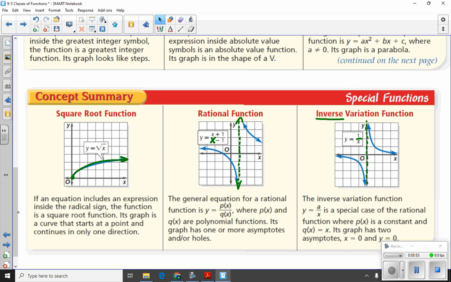So that is 9 different classes of functions. If you need to replay this video or go back and look at it, feel free, jump ahead, jump wherever you need to, but these are some of the classes of functions we've graphed so far.